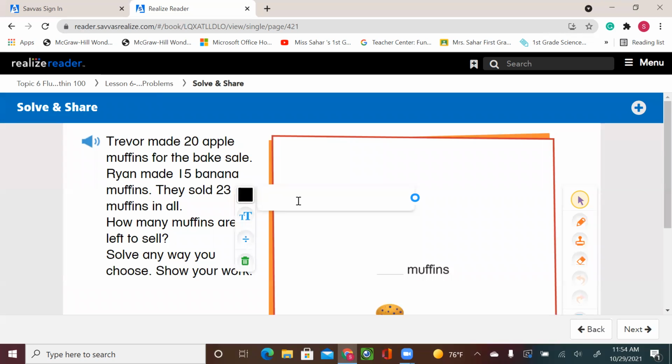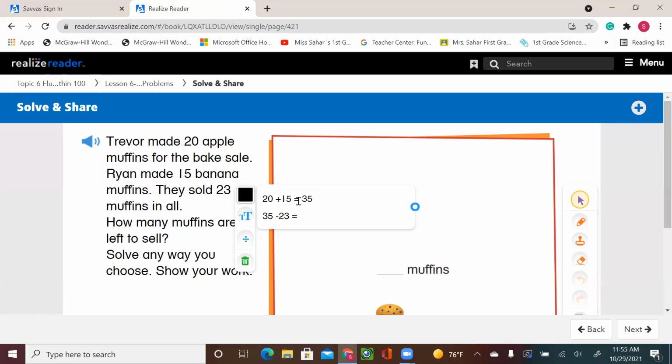So I'm going to add the 20 that Trevor baked plus the 15 that Ryan baked. Now I know it's easy to add 20 plus 15, that's 35. So both baked 35 muffins. Okay, what's the next part? They sold 23. So now I know that the total muffins, 35, minus 23, the number of muffins that they sold. If I subtract that, I will find out how many they have left.